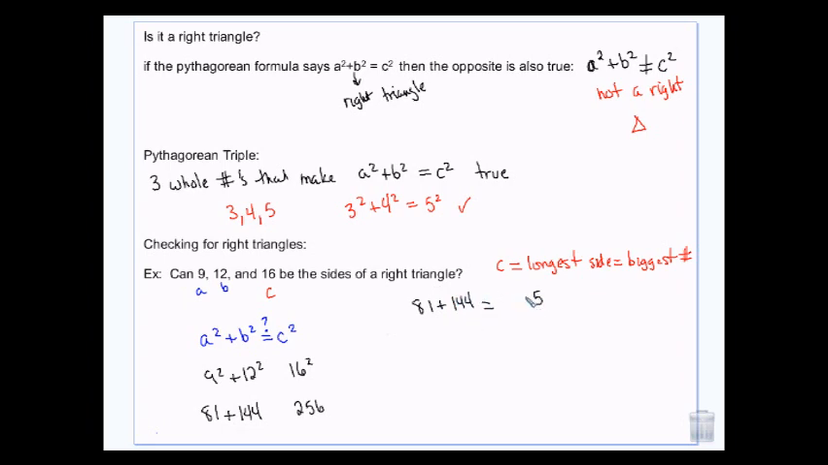5, 2, carry my 1, 225. So close. So it does not equal 256. So no, it is not a right triangle. So that's where a calculator would come in. It has to be 112.